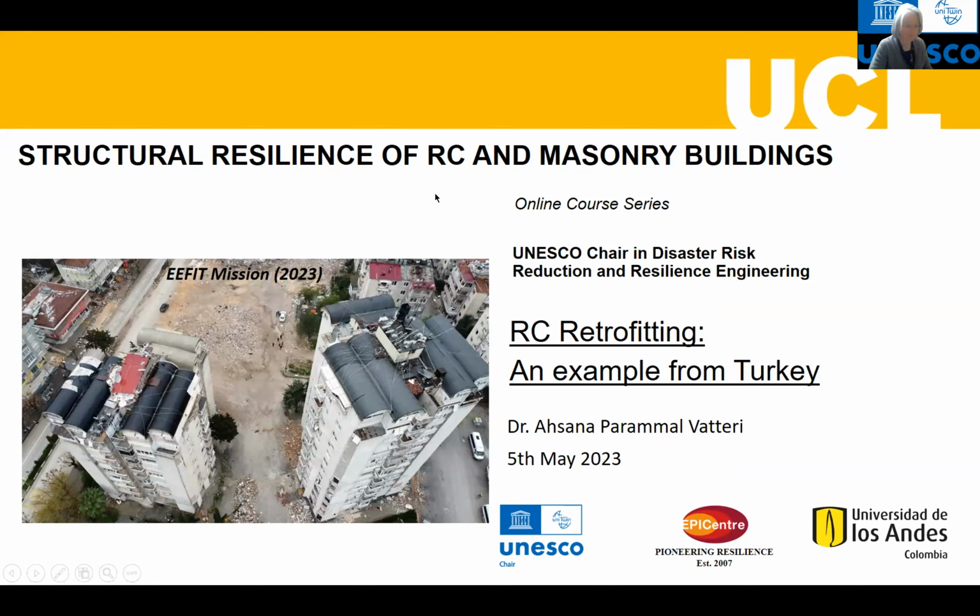Okay, thank you. So I think we have already had a very good overview of all the possible different techniques of retrofitting RC structures in the last presentation. This is a specific case of a residential building block from Antakya, Turkey.